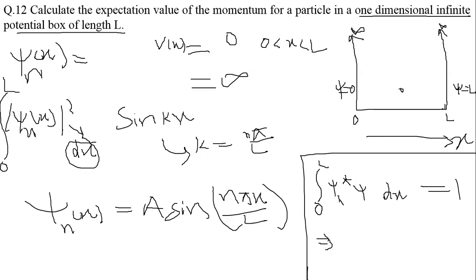So what will it give? It gives 0 to L. We know your psi is a sine n pi x by L. Since it is a real wave function, its complex conjugate will be similar. So we will get a square sine square n pi x by L dx equals 1. Then if we integrate it, we will get a as root over 2 by L.